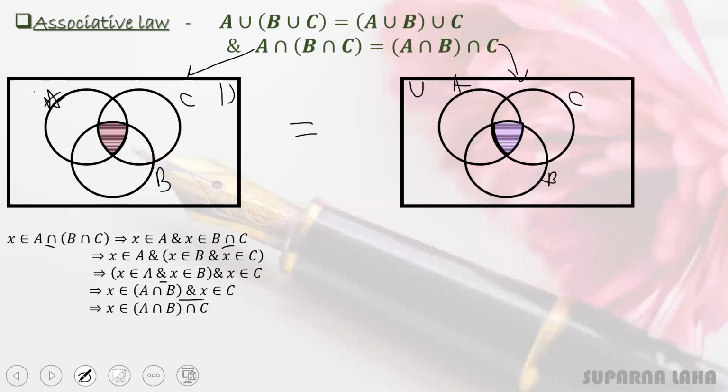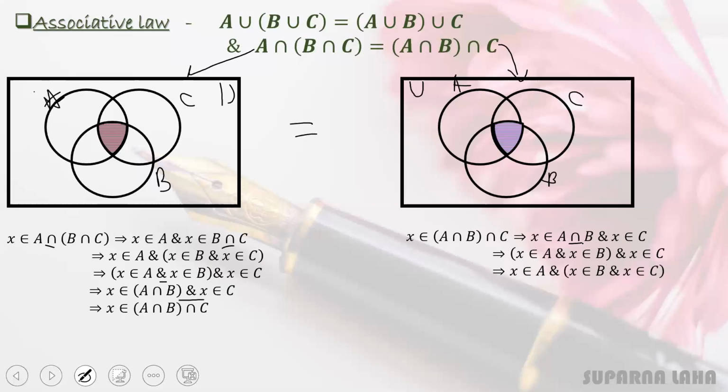Now let's check the second part, that is X belongs to RHS. That means X belongs to A intersection B and X belongs to C. Now replace this intersection by definition, that is X in A and X in B and X in C. Now change the pair, that is X in A and the pair X in B and X in C. So X belongs to A and X belongs to B intersection C. Just replace this AND with the sign, and again replace this AND with the sign. So X present in A intersection B intersection C.